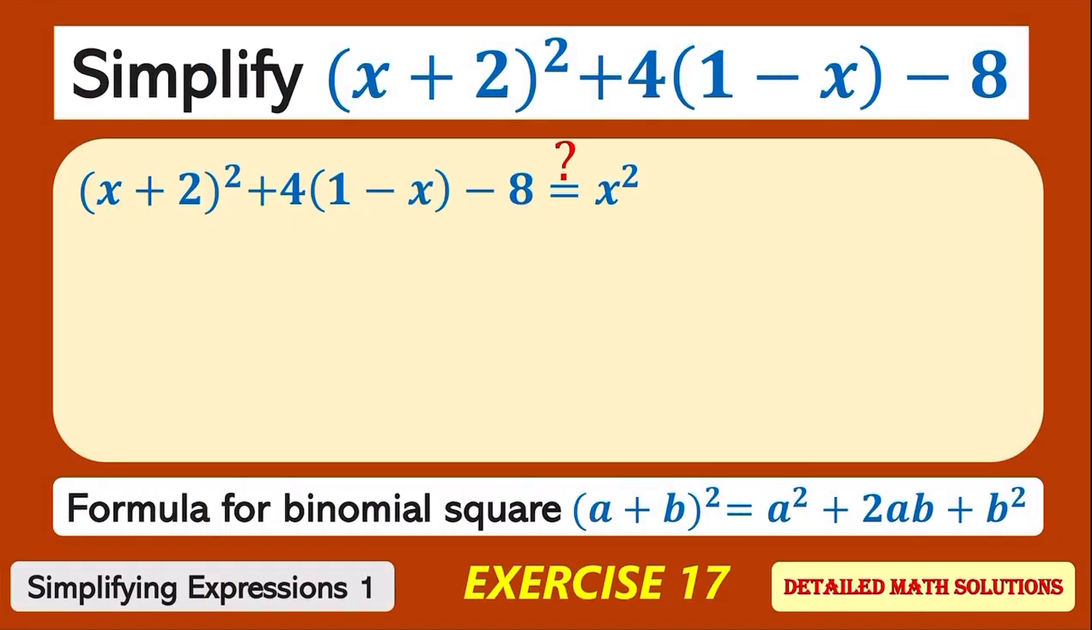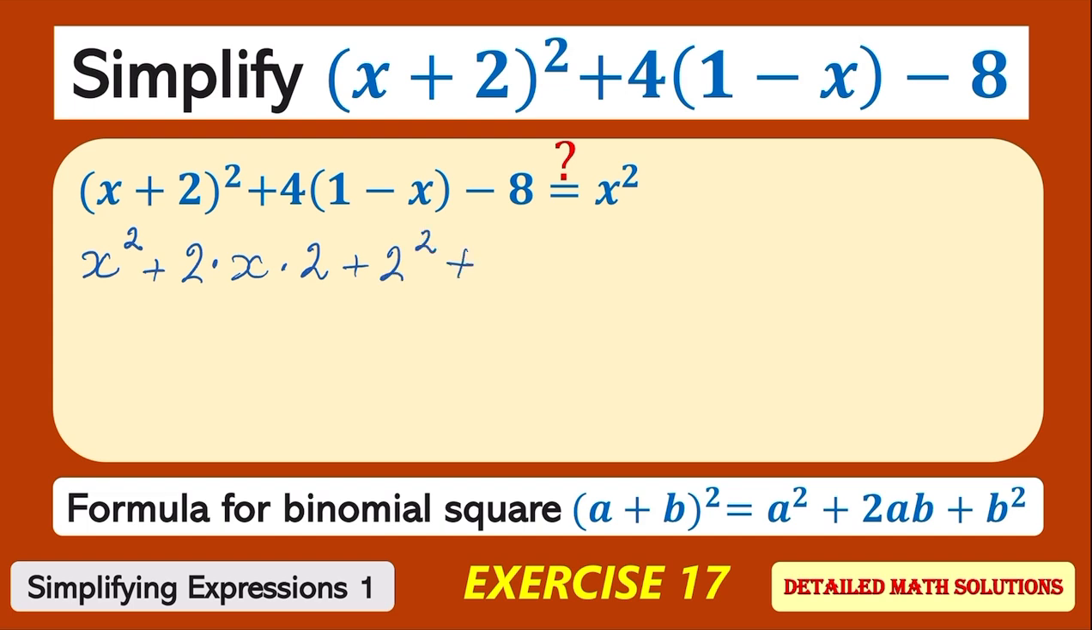Next, I'm going to simplify the second expression and see if it equals x squared. Again, I'm going to use the formula for binomial square, (a plus b) squared equals a squared plus 2ab plus b squared, to expand the first binomial (x plus 2) squared. When I apply the formula, I get x squared plus 2 times x times 2 plus 2 squared.